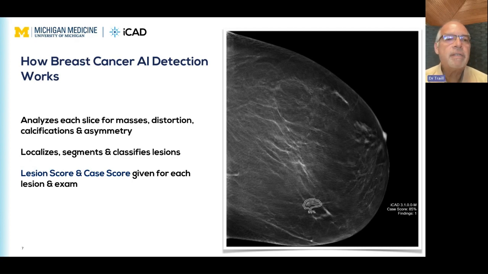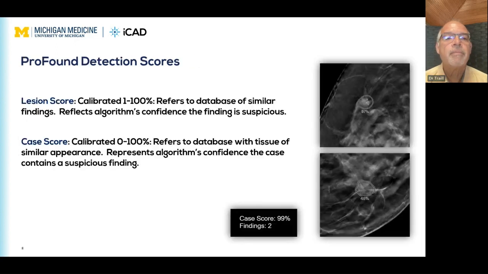What happens here, it compares sides and it will mark the cancer. You can see here at the bottom of the image, there's a circle drawn around the malignancy and there's a case score. So you get a numerical score for the possible cancer and you get a numerical score for the study overall. And those scores are a reflection of the algorithm's confidence that there is malignancy. You can go to the next slide.